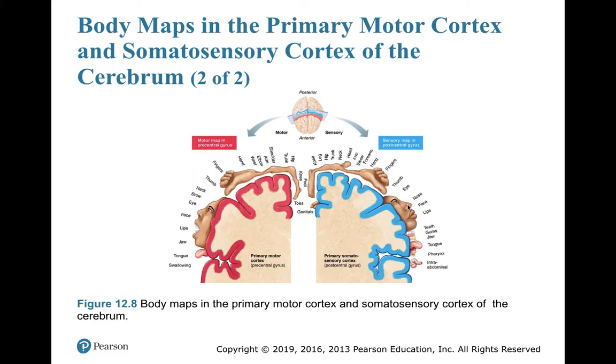So in this one, the size of the body part is related to the amount of sensation coming through. You can see that the fingers are very big, the hand is big, the wrist is kind of small, the forearm rather small, because we get a lot of sensory information from our hands, a lot of sensory information from our face. And when this region is signaled, this is the spatial discrimination. When this region is signaled, it means it's coming from here.